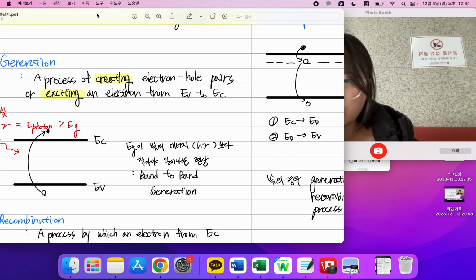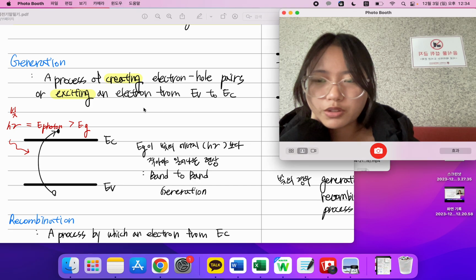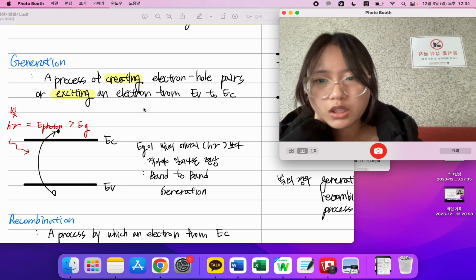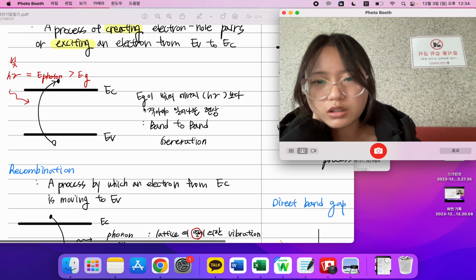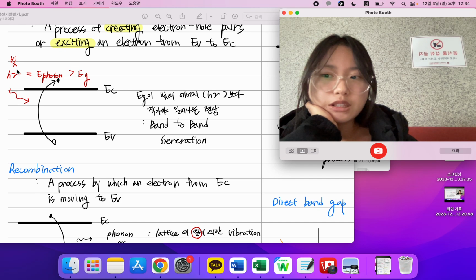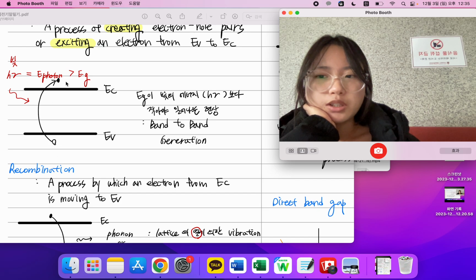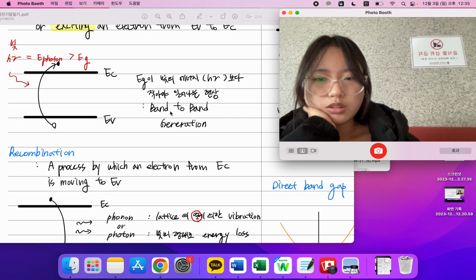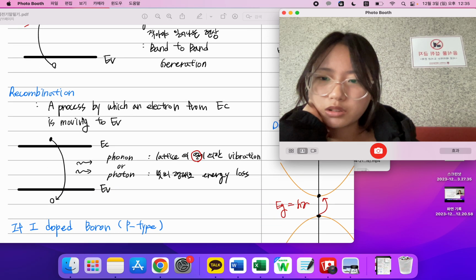And next, we'll learn about generation. Generation means a process of creating an electron-hole pair, or exciting an electron from the valence band to the conduction band. We can know that if the light energy, h nu, is higher than the energy gap, then a valence band carrier moves to the conduction band. We call that band-to-band generation. And recombination means a process by which an electron from the conduction band moves to the valence band.